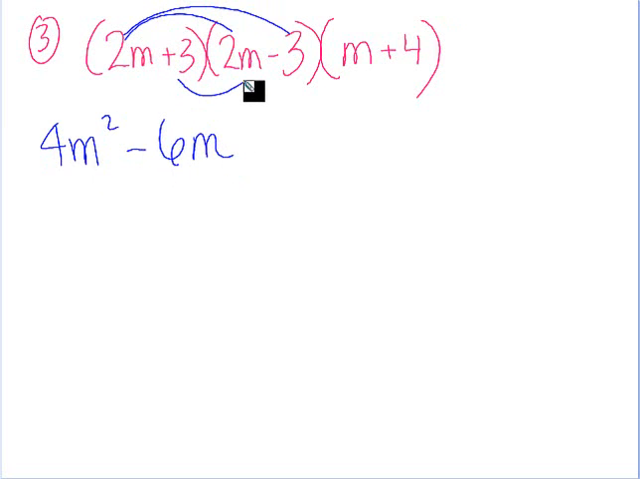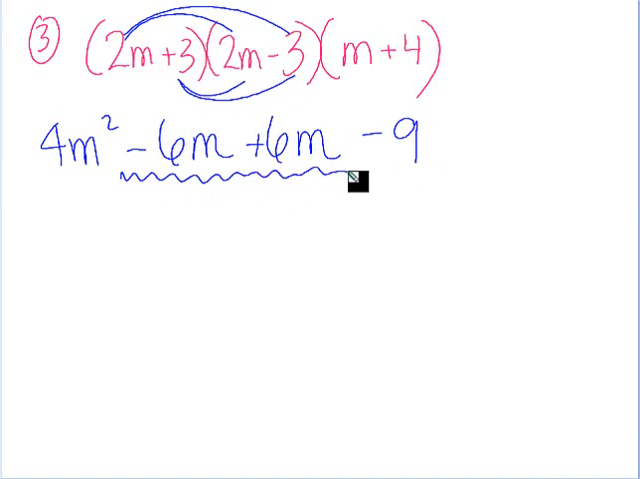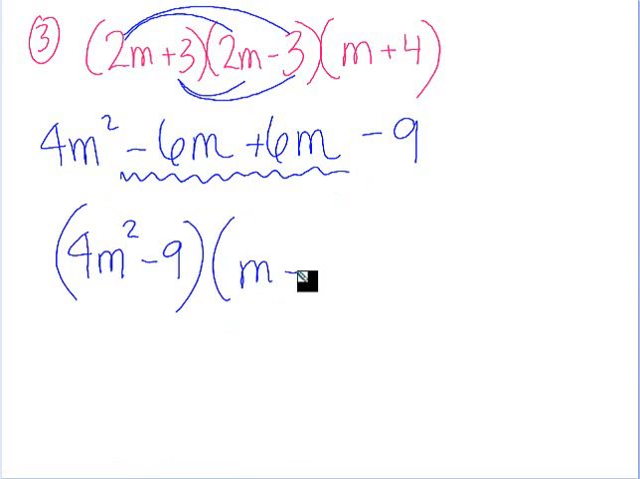Okay, so then we now work with the 3. What will be 3 times our 2m? Good, plus 6m. And then 3 times negative 3, minus 9. Now what happened here in the middle? They will cancel. Does it make sense that they should cancel? Now we've got one plus, one minus, so they should. So now we have 4m squared minus 9. And what do we still have to multiply that by? Yeah, now we just have to multiply that by m plus 4.